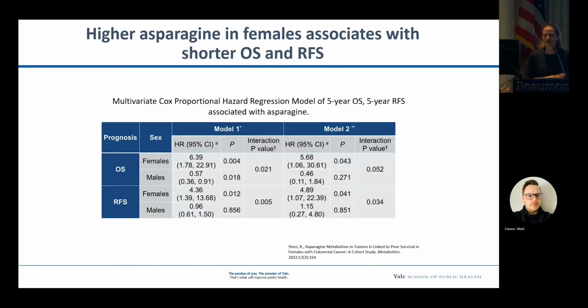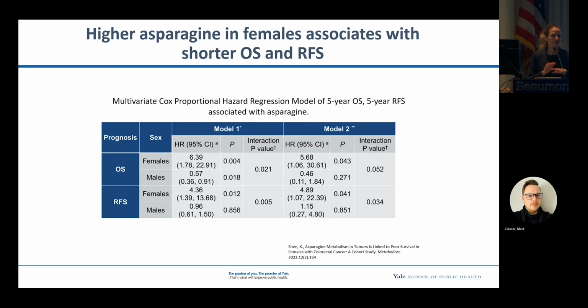And what we see here are, sorry for the table, I know it's not very exciting to look at, but we have the 2 different models, model 1 and model 2. We had 5-year overall survival and recurrence-free survival. And what this data shows is that female patients have a much poorer survival if they have high levels of asparagine in their tumors, but there's basically no effect in males.